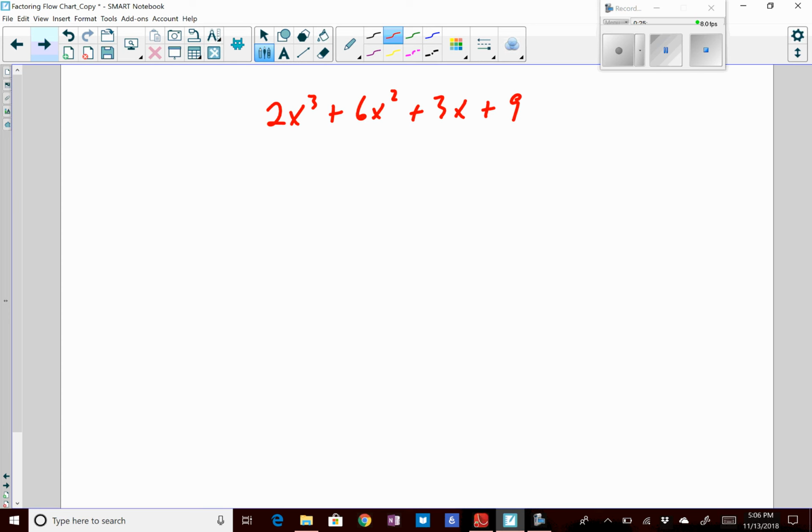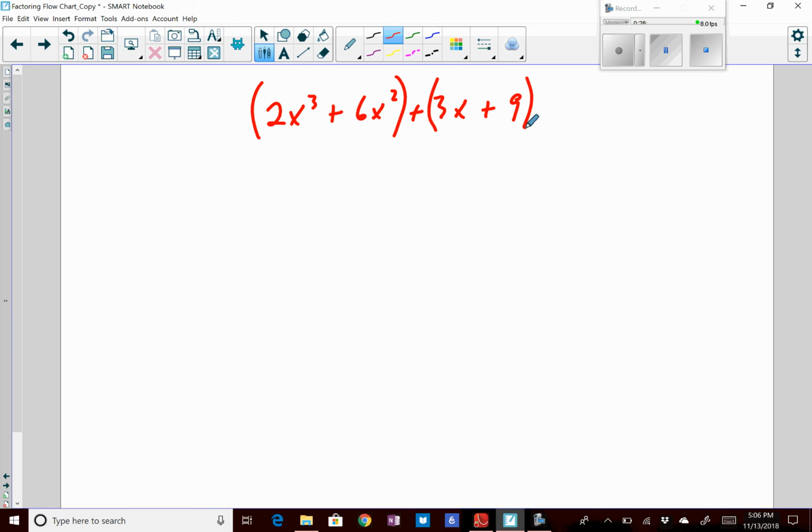Okay, and now I have something with 4 terms. I have a 2, a 6, a 3, and a 9. Can't take out a GCF for all of that. And it can't take a GCF out for the variable since the 9 doesn't have a variable. So I have 4 terms. The flowchart tells me I have to use grouping to factor this. So I'll group the first 2 together, group the second 2 together.